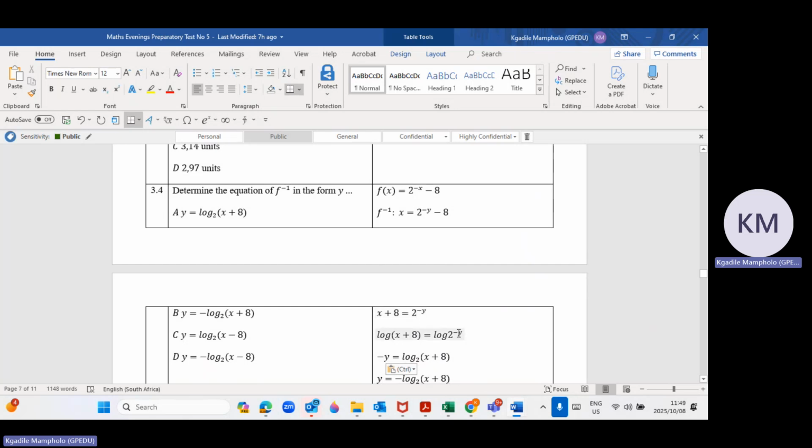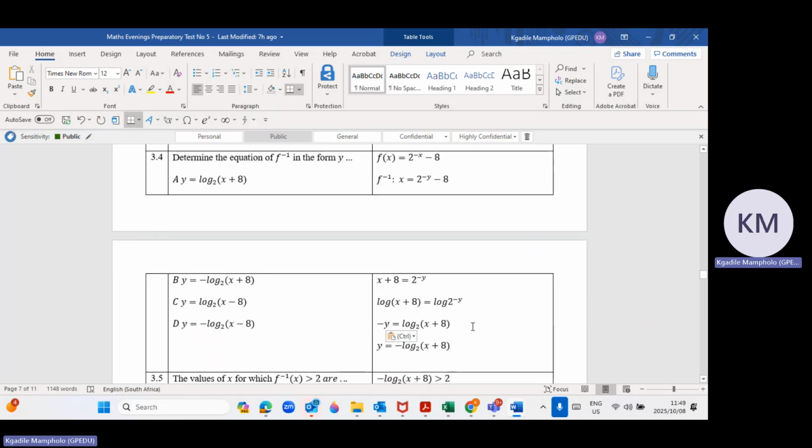But the negative will come this side, because with law 3, if you have a log, here is the exponent, then you can put it here. So this is law 3, which is no longer in the syllabus, but I'm just making it easy for you to say, you look at the horizontal asymptote. If the horizontal asymptote was minus 8, then on the log it will be the vertical asymptote. It will be x equals minus 8.